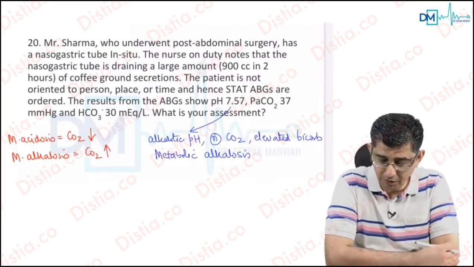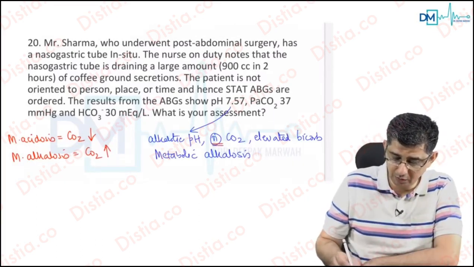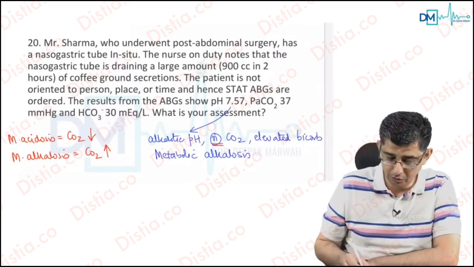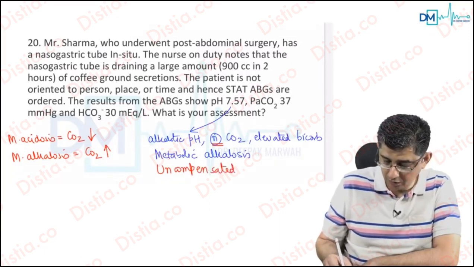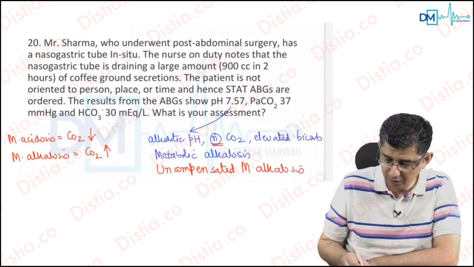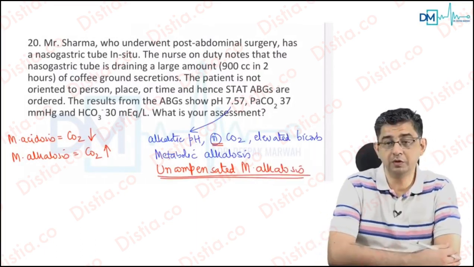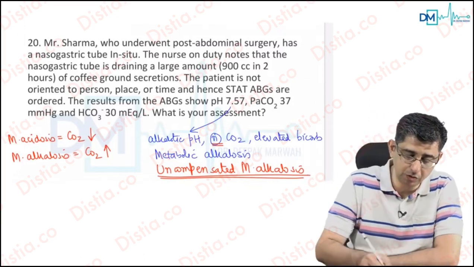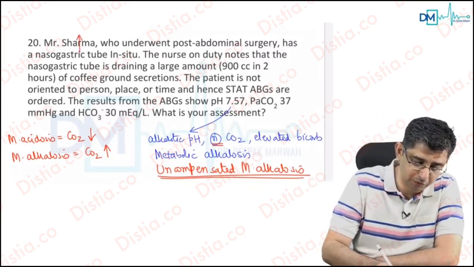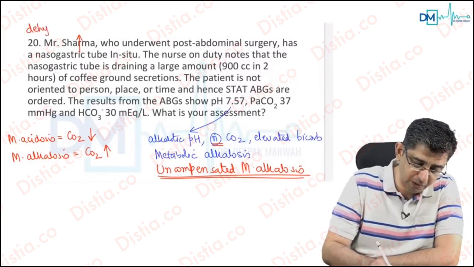In this case, carbon dioxide should increase, but it has not increased at the moment. It is normal. So the diagnosis of this chap would be uncompensated metabolic alkalosis present in this patient. The reason for this uncompensated metabolic alkalosis is dehydration because of the nasogastric tube in situ, which is draining a large amount of fluids.